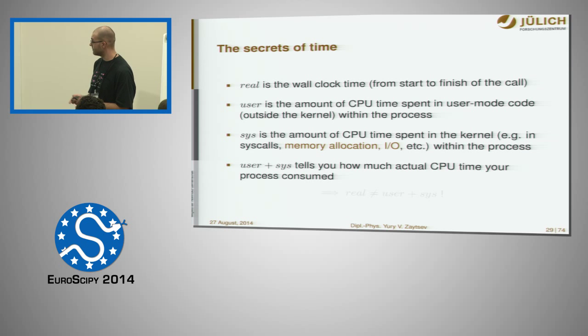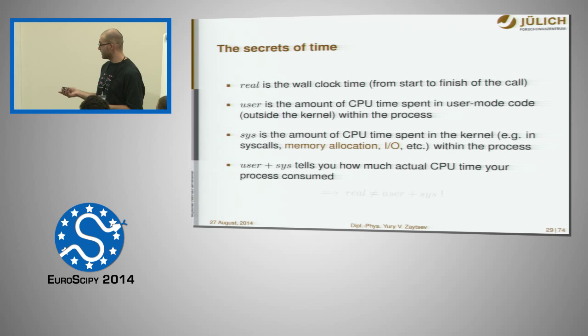So to recap, real is actually the wall clock time that it takes for the program to run from start to end. Then user is the amount of CPU time that is spent in user mode. And this can be also in threads if your program is capable of multi-threading and if there are multiple CPUs available to it. Sys is the amount of time spent in the kernel. And the kernel means syscalls. In practice, this is mostly memory allocation or input-output within the process.